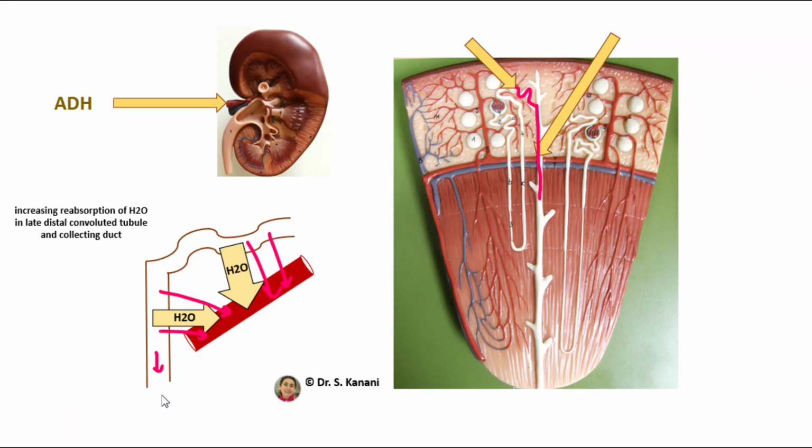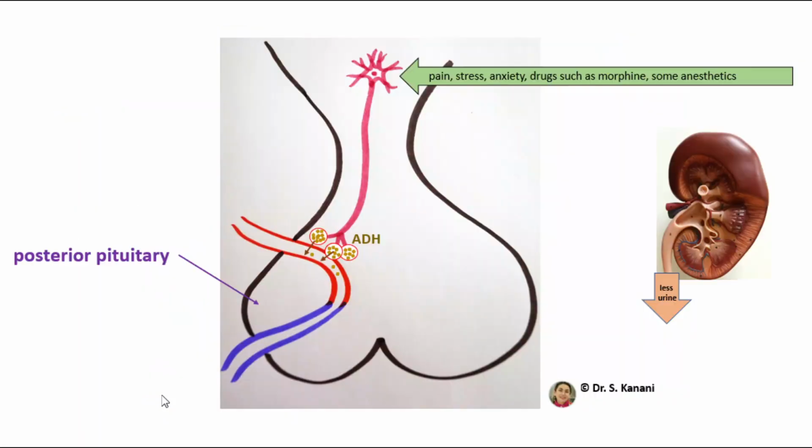After this short summary of the release of ADH and its impact, it's important to note that there are several other stimuli for increasing the secretion of antidiuretic hormone. For example, pain, when we're experiencing stress or anxiety, or when we are under the influence of medications such as morphine or some anesthetics. All these are different stimuli that increase production and secretion of antidiuretic hormone into the bloodstream.